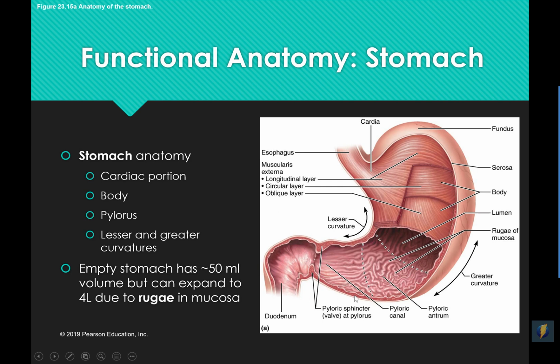There are 2 curvatures to the stomach. The lesser curvature is the more medial curvature, and the greater curvature is the lateral curvature. The stomach has an extra layer of muscle in its muscularis. So in addition to the longitudinal layer and the circular layer that are standard for all of our GI organs, the stomach has an additional oblique layer, so it is a quite muscular organ.